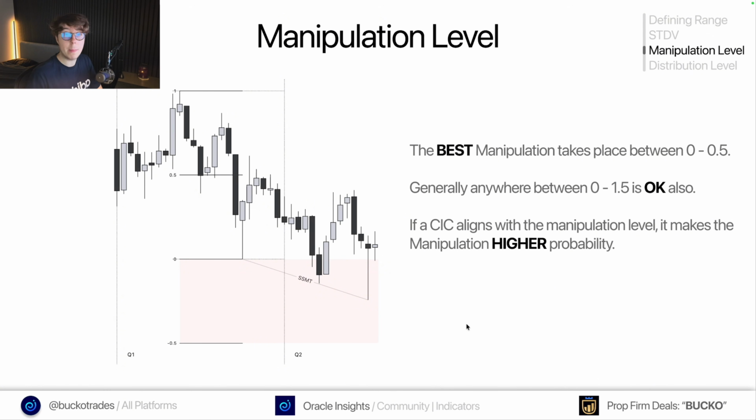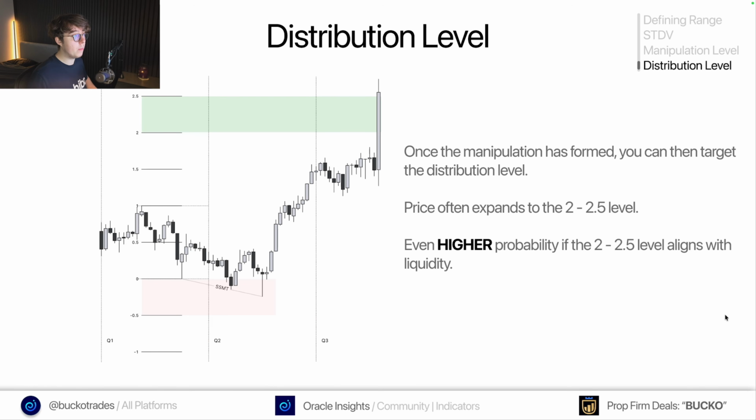So now once the manipulation has taken place, how can we then use the standard deviation levels to project our targets, and where can we expect the distribution to go, okay? Super simple. We have our distribution level, okay? So once the manipulation has formed, you can then target the distribution level. Price often expands to the 2 to 2.5 level. Even higher probability if the 2 to 2.5 level aligns with liquidity, okay? So like we mentioned earlier, if that manipulation level aligns with liquidity, price takes out a form of liquidity, then that's great, okay? That's even better.